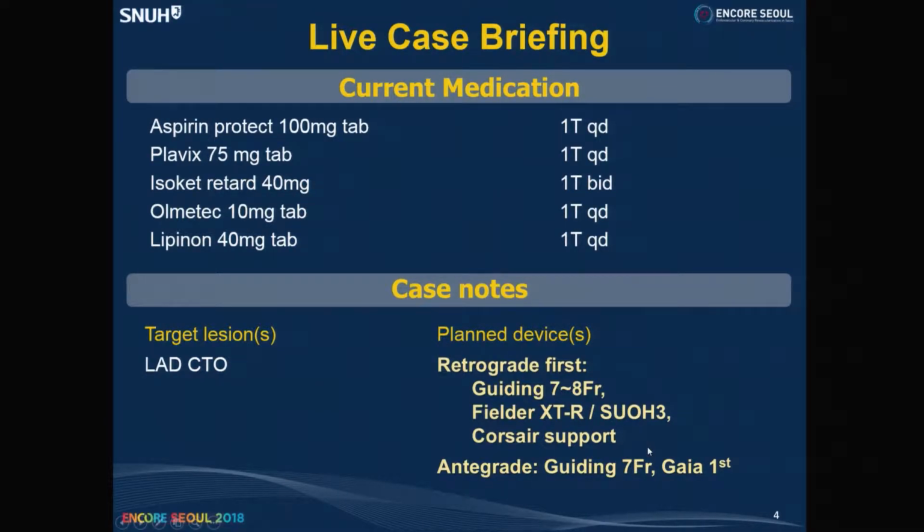Plan is retrograde first because of two reasons. The first one is that the retrograde septal collaterals are really wonderful, and antegrade failed. I usually use an 8 French retrograde guiding catheter, but in this case, septal collaterals are visible and big. The 7 French would be fine to support the passage of the microcatheter through septal collaterals. Wire, my favorite is XDR or SO3 with Corsair support. Antegrade guiding catheter, ordinary 7 French. If it's necessary, I start Gaia first. Next.